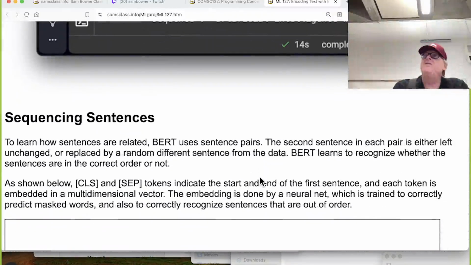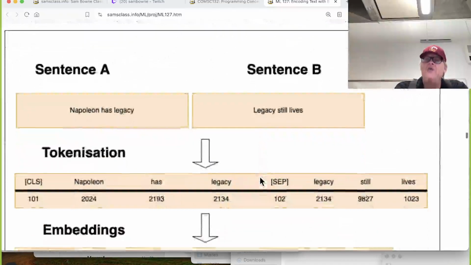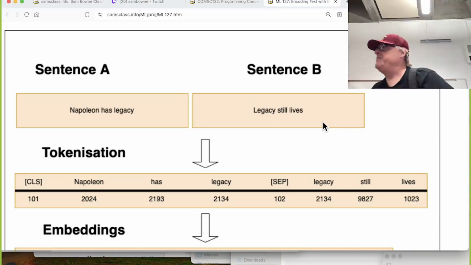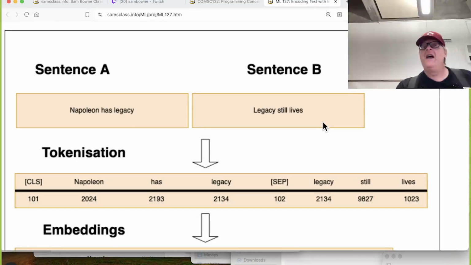And the next thing is to make larger structures than sentences sound good. And here, all you do is you use pairs of sentences. Napoleon has legacy, legacy still lives. You take pairs of sentences out of your data set, A and B, and half the time you replace sentence B with a random different sentence. And the other half of the time you leave it alone, and you train the model to tell whether this sentence is in order or not in order. It's exactly like the previous one. Even though it doesn't understand the sentences, it learns what sentences should be near each other in context.